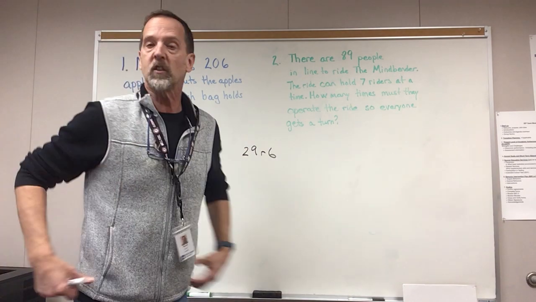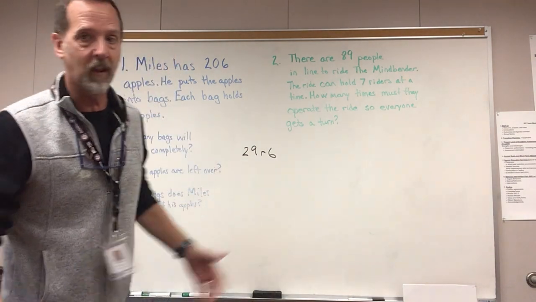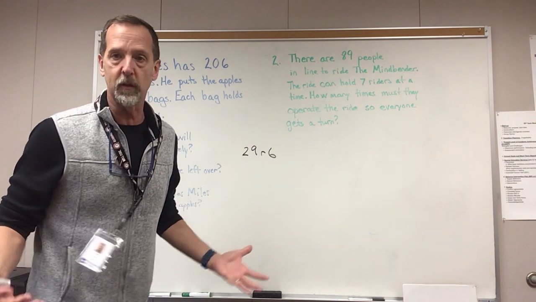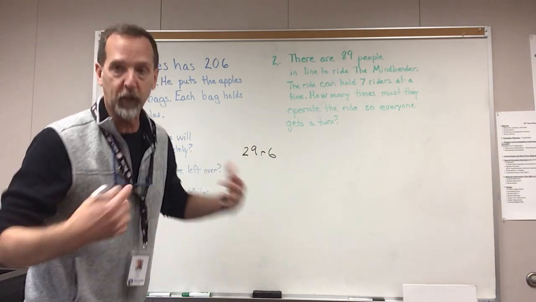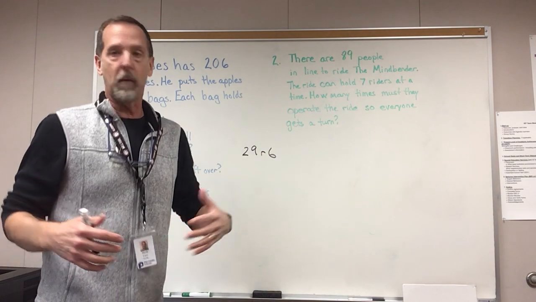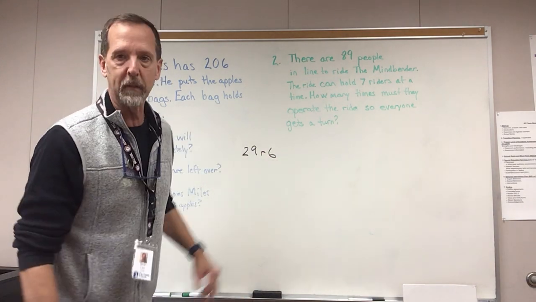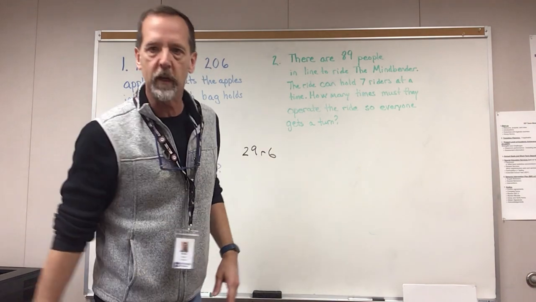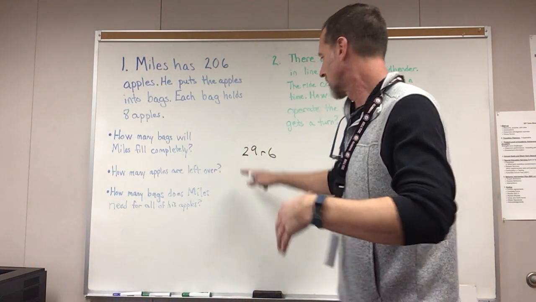Okay? So your question at the end of your problem is going to ask something like, how many total groups did you make? Or how many completed groups did you make? Well, that answer would be 29. It might ask how many would be left over. Well, that answer would be 6. But sometimes you get a question that asks something like this.